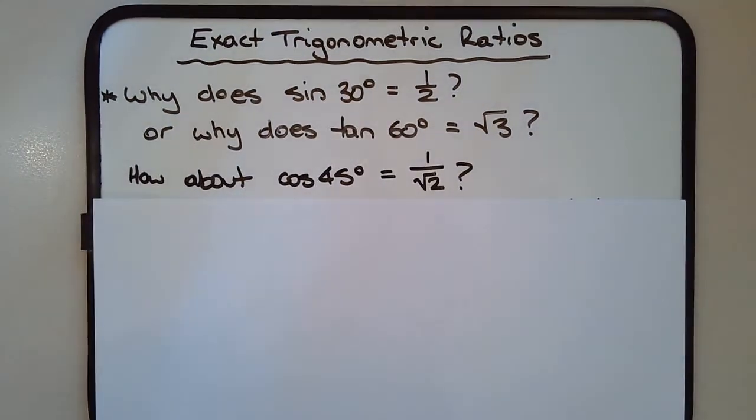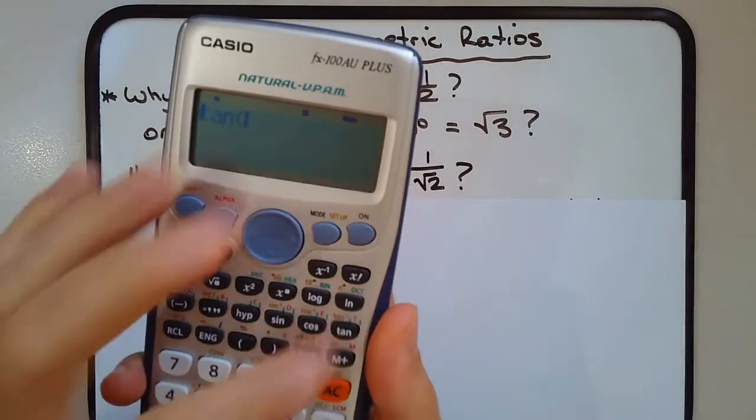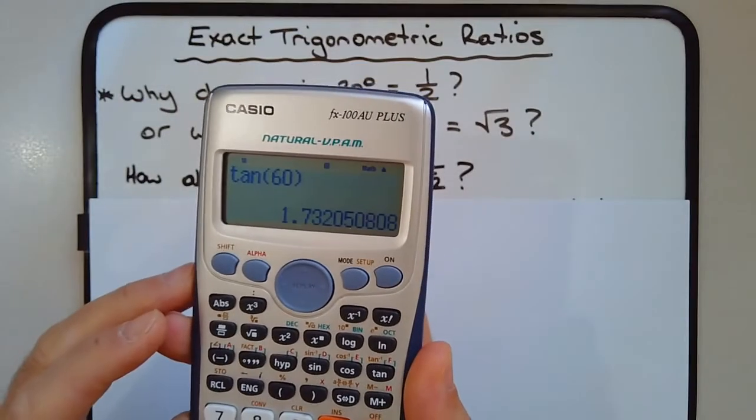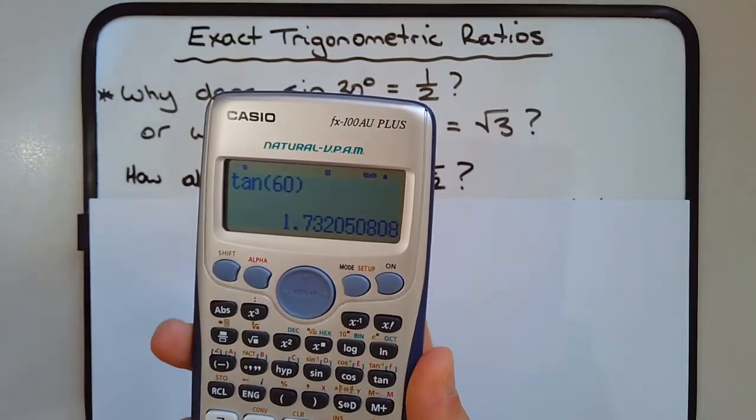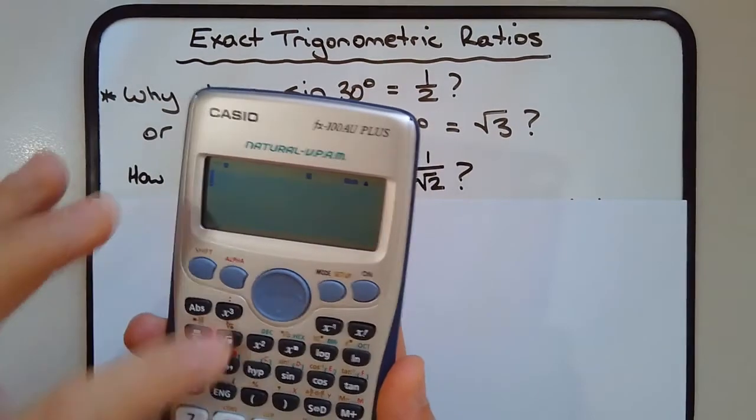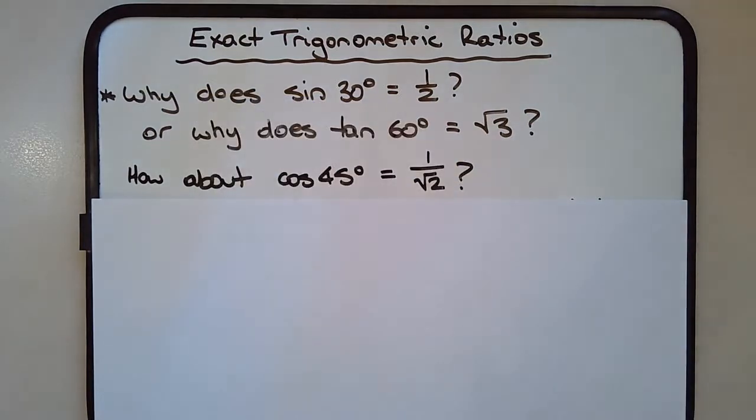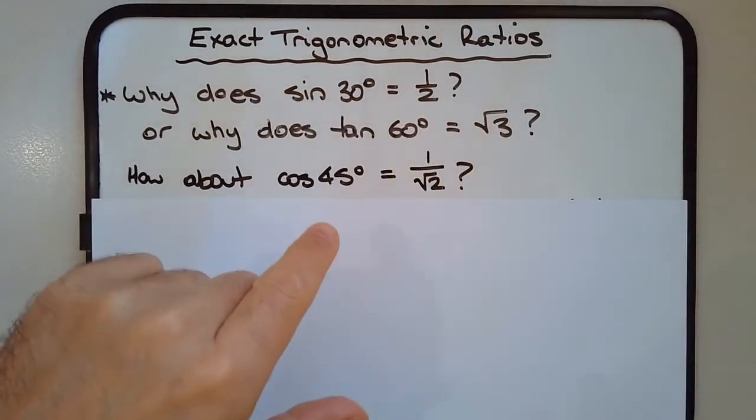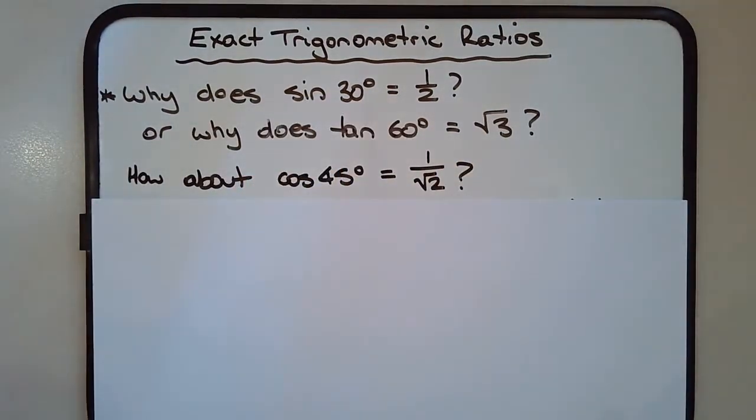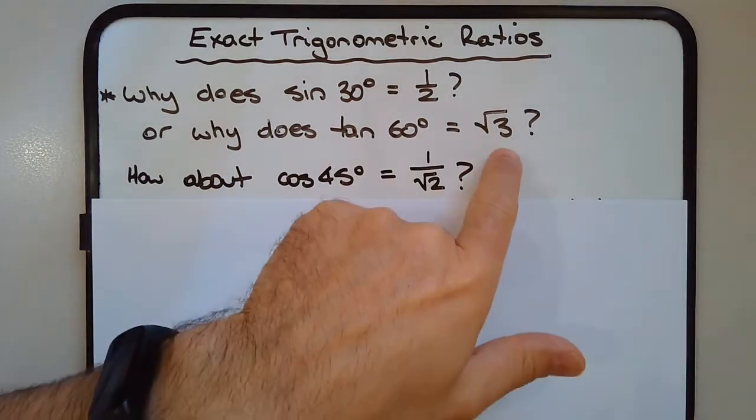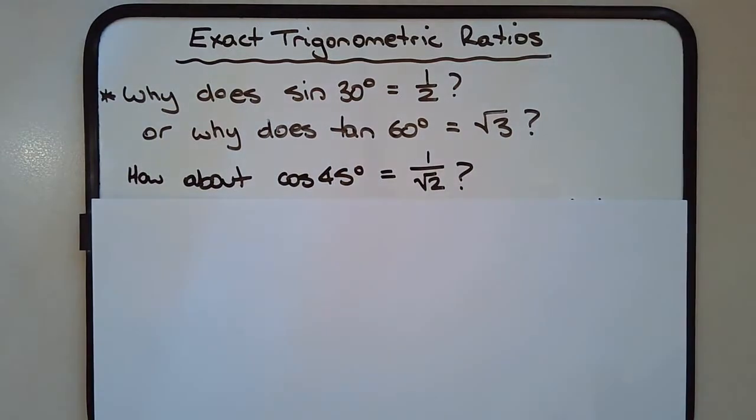What about tan of 60? Okay, now I've kind of given you the answer already. If you were to type in tan of 60 into your calculator, you get 1.73205. Square root of 3 is exactly the same. So again, what's going on here? You know, the tan ratio is opposite over adjacent. So what's this telling me? Root 3. Opposite over adjacent is equal to root 3.